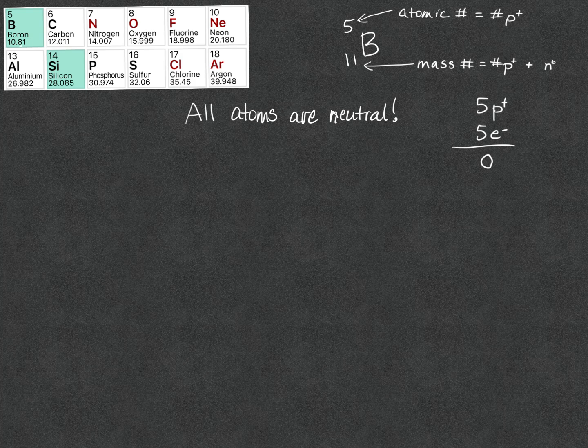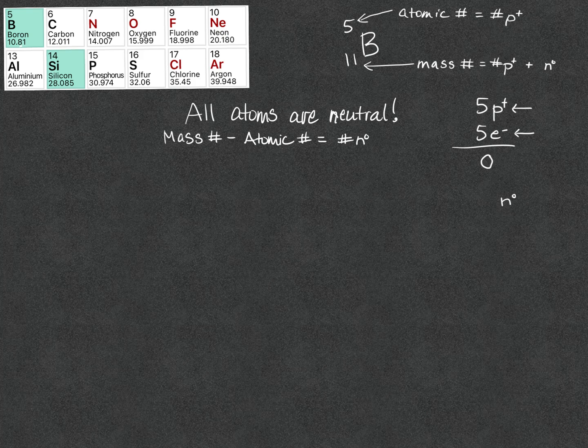So every atom on the periodic table, we can look at the atomic number of that element, and that tells us the number of protons or positive charges, and it also tells us the number of electrons or negative charges, and that's because all atoms have to equal 0. So the only other subatomic particle that we lack in identifying is the number of neutrons. So the number of neutrons can be found by subtracting mass number minus the atomic number. So that's going to give us the number of neutrons.